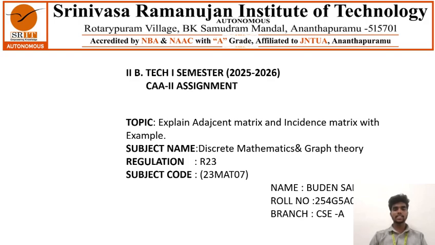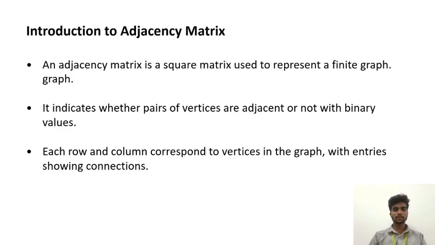Today, I will explain adjacency matrix and incidence matrix with examples. Introduction to adjacency matrix. An adjacency matrix is a square matrix used to represent a finite graph. It indicates whether pairs of vertices are adjacent or not with binary values. Each row and column corresponds to vertices in the graph with entries showing connections.